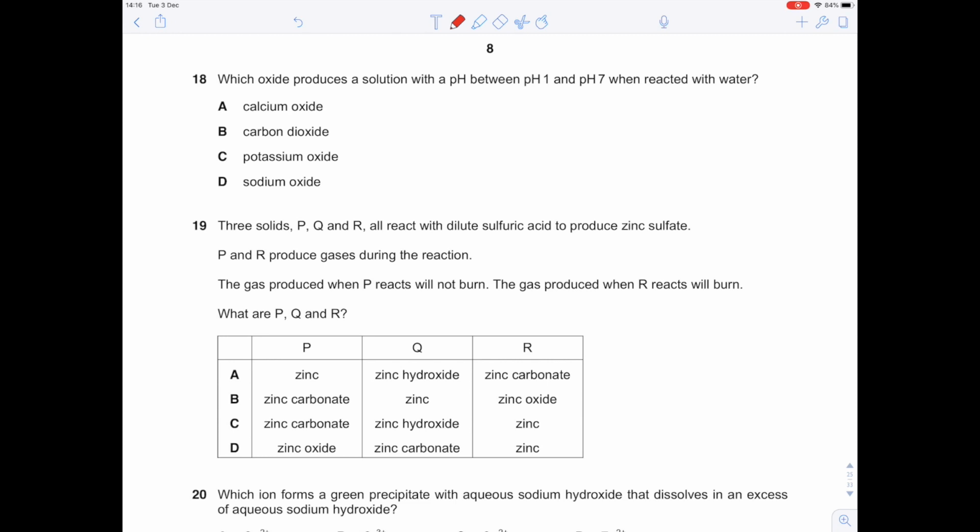Which oxide produces a solution with a pH between 1 and 7 when reacted with water? So we're looking for an acidic oxide, which remember are the non-metals.